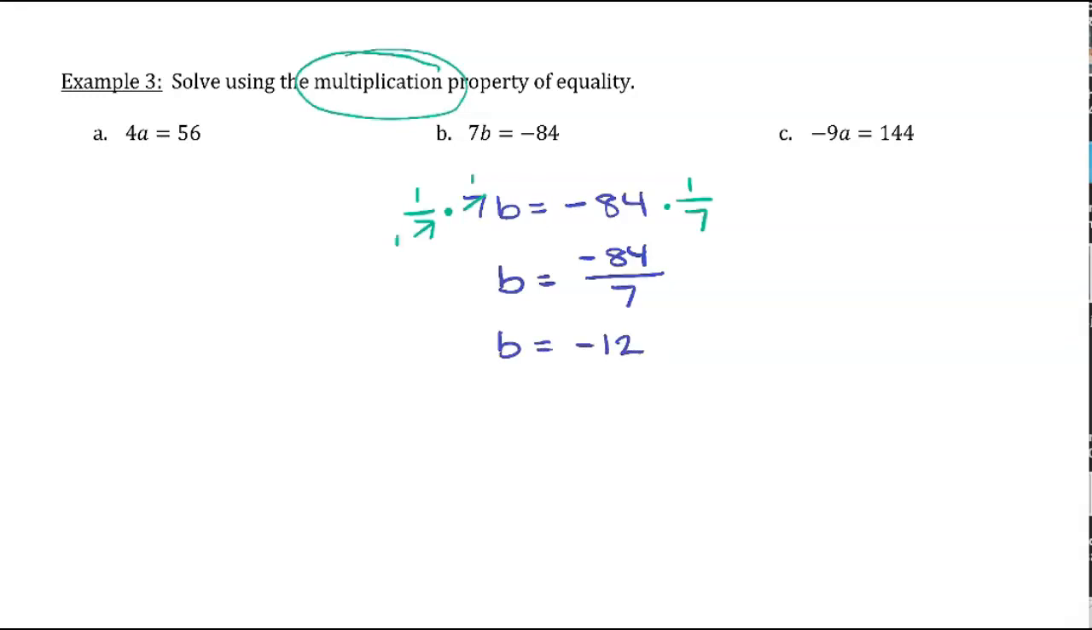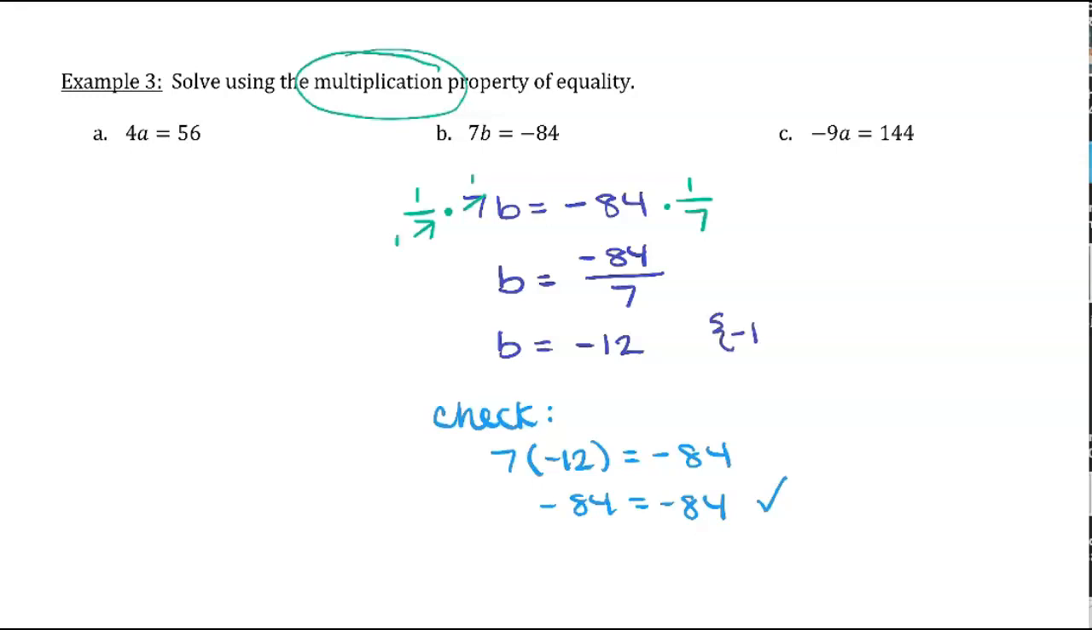Let's take a minute to double check our answer. Back to the original equation, we have 7b equals negative 84. But I'm going to substitute negative 12 in place of b and make sure I get a true statement. 7 times negative 12 is in fact negative 84. So this makes a true statement and our solution checks out. That means that the solution to this equation is just negative 12. And we would write the solution set like this.